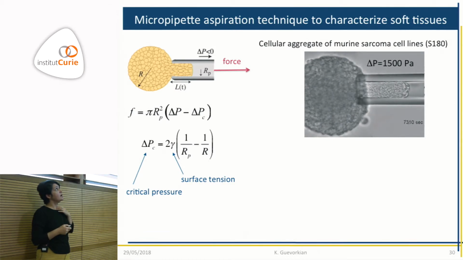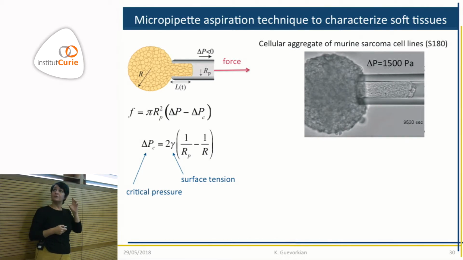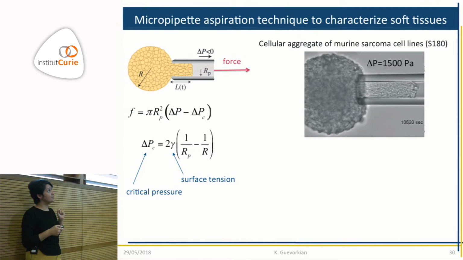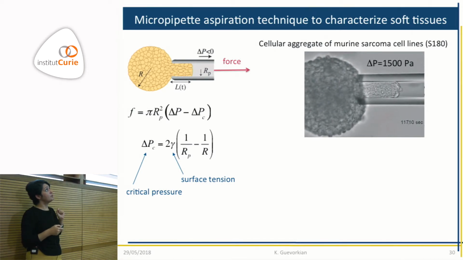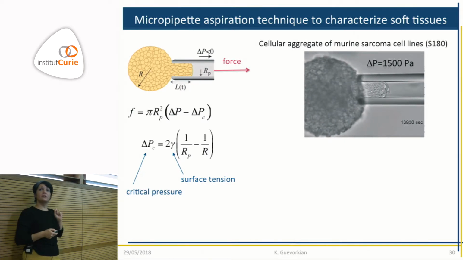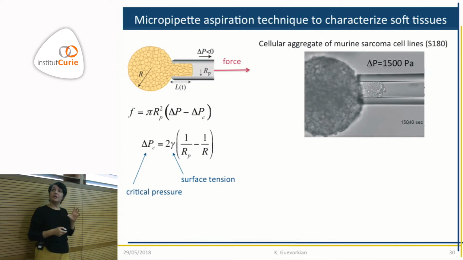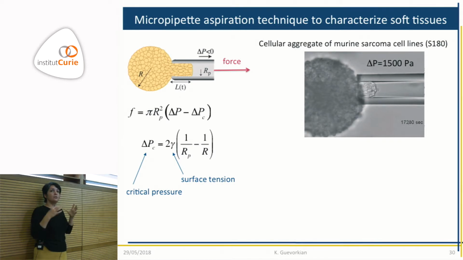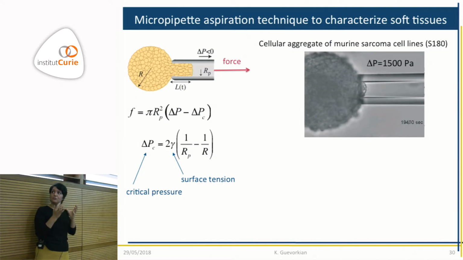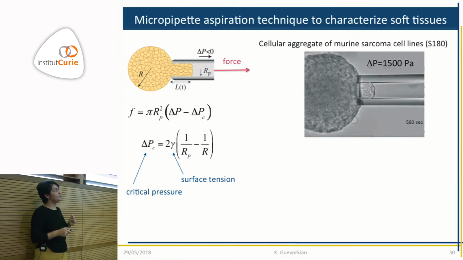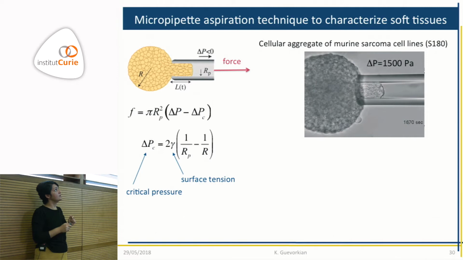So you do your experiment. What you measure is basically the advancement of the tongue inside the pipette. The applied force is given by this. R_P is the radius of your pipette, delta P is what you have applied, and delta P_C is the critical pressure. This critical pressure is related to the surface tension of your aggregate, because when you make it, it takes a spherical form, which shows that there is a surface tension that tries to minimize its surface and takes the spherical shape. So it's given by this equation. Gamma is your surface tension, and so on. So the rest is here.